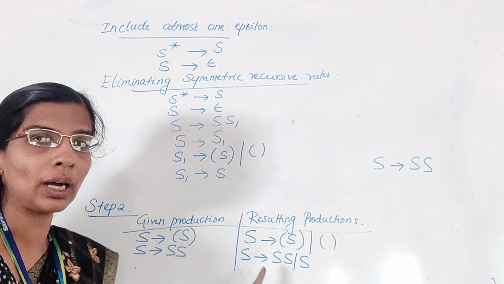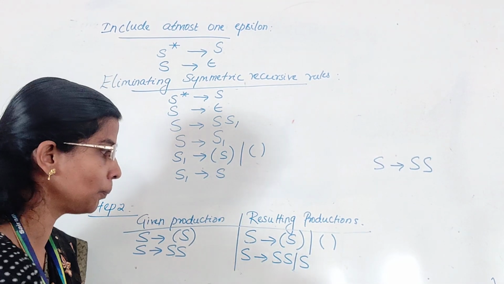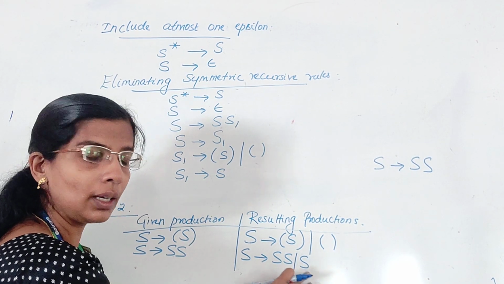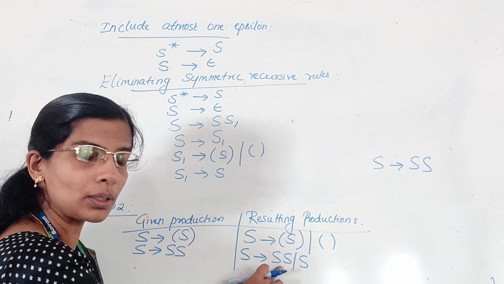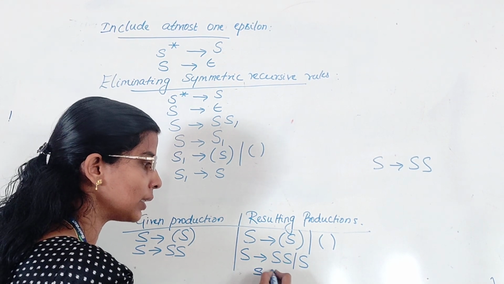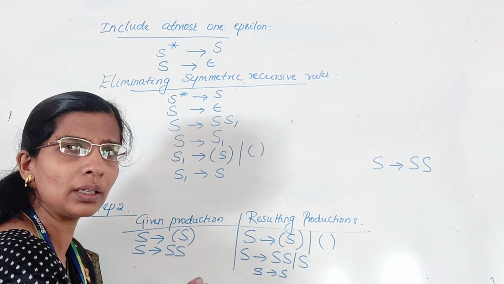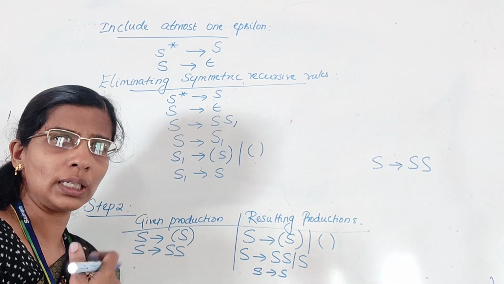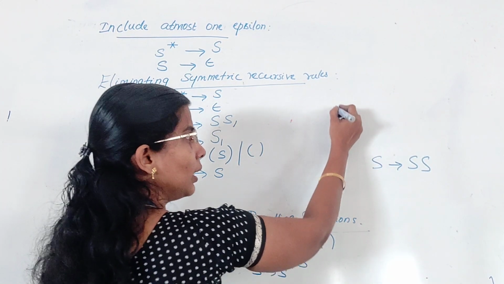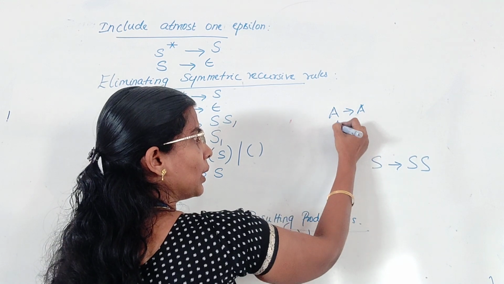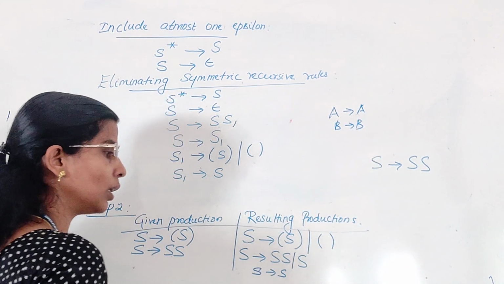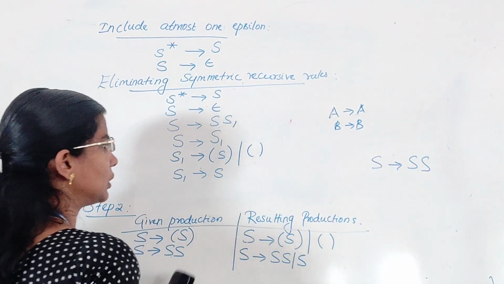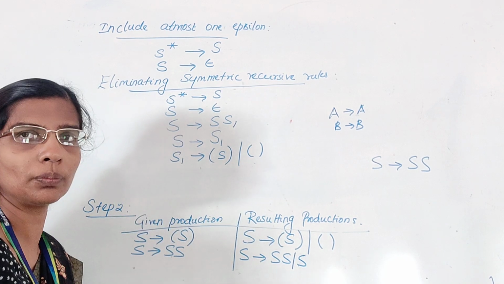And one more thing you have to see here. There are two productions here, S tends to SS and S tends to S. This SS is a symmetric recursive rule. But this single S, S tends to S, is of no meaning. If you find any production in any grammar, A tends to A, B tends to B, C tends to C, D tends to D, that is capital A tends to capital A, capital B tends to capital B, you can remove such productions. So you won't get this rule.